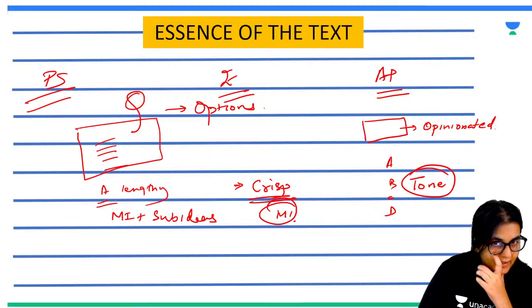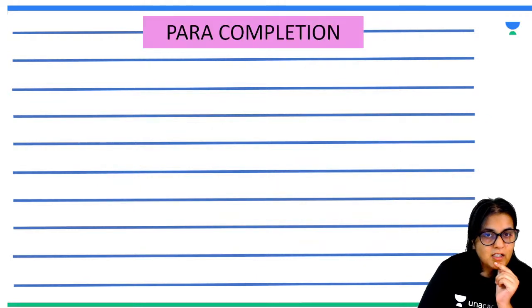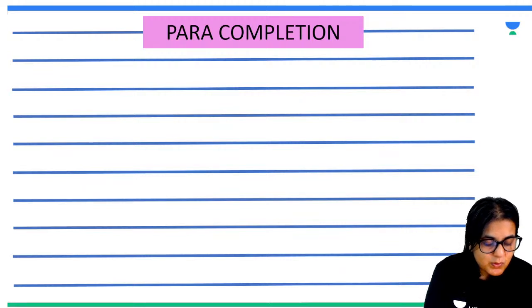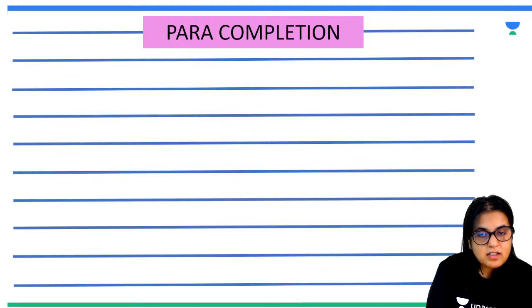Next question, guys, para completion. Now, para completion is not very frequently asked in the CAT examination these days. Pehle, it was a very frequently asked questions and you used to get a lot of questions on para completion. So it is an important area nonetheless. Para completion में क्या होता है? आपको एक para दिया जाता है.